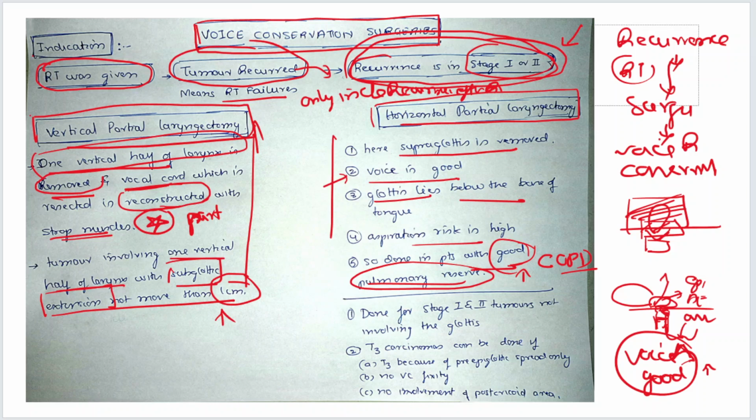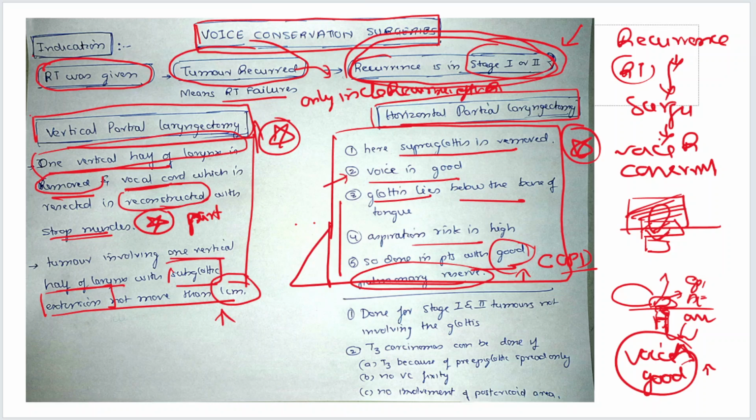This is very rare actually, to find such a patient, who after radiotherapy recurs presenting with a supraglottic growth in stage 1 and stage 2, and you remove the upper half. These are a very small subset of cases, but it's very important to know because this is an important question both from the NEET PG and the MBBS final part 1. So it is important to know what is vertical partial laryngectomy, what is horizontal partial laryngectomy. So again, it is done for stage 1 and stage 2, not involving the glottis.